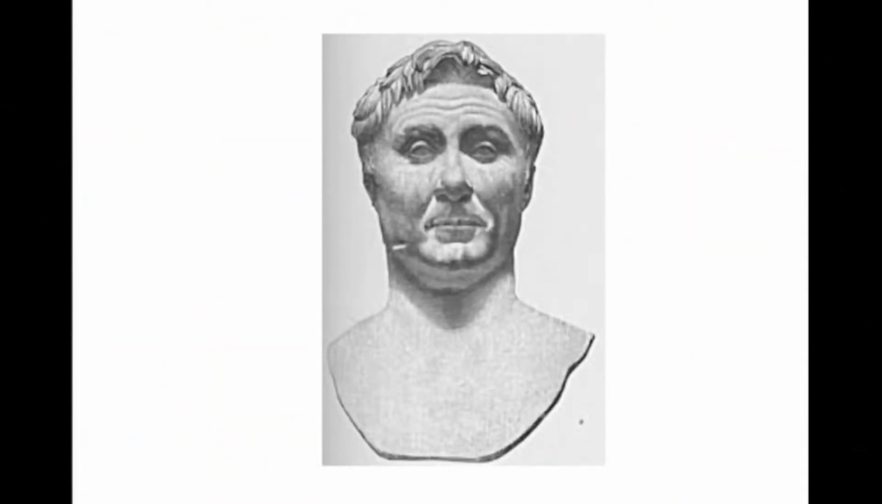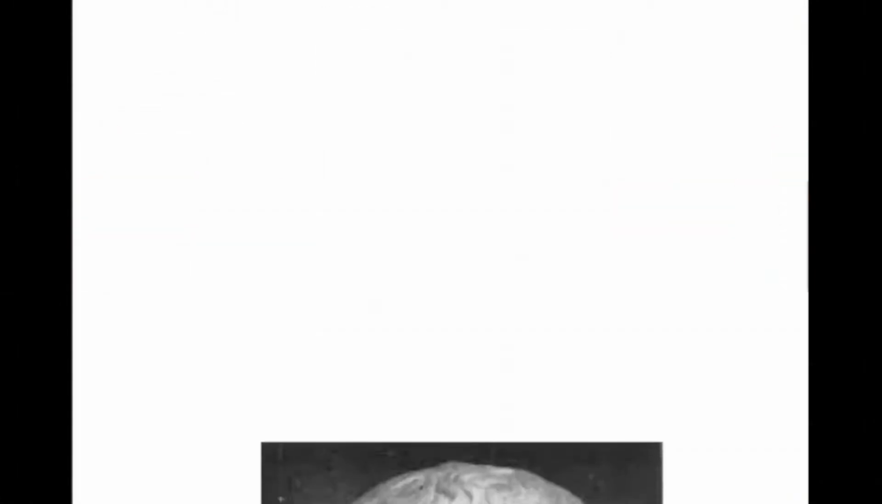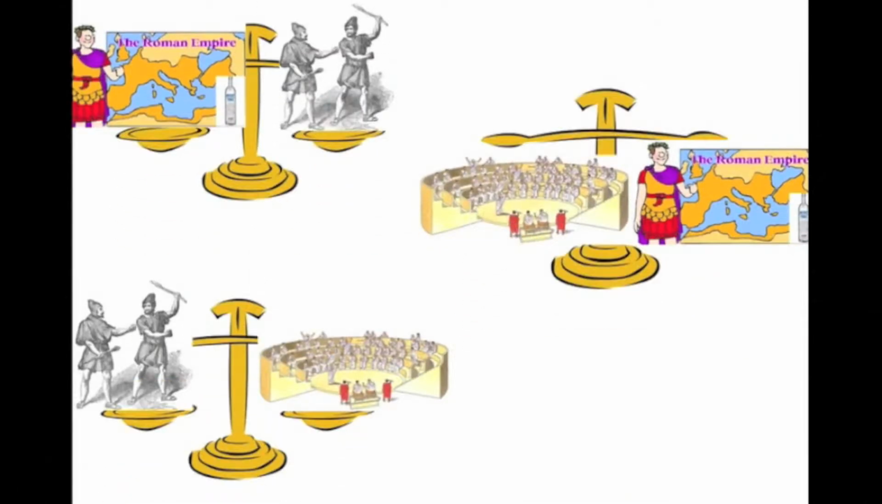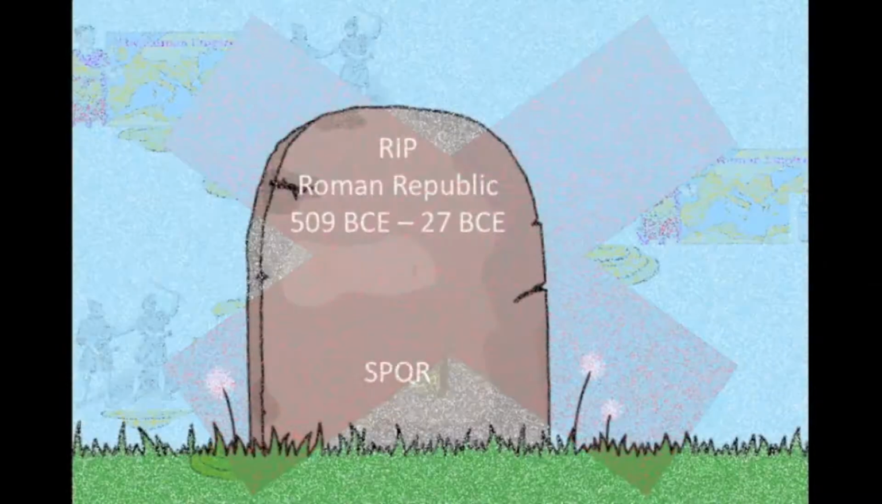Pompey was the last leader of the Roman Republic, because Julius Caesar, a war general at the time, decided to kill Pompey and take the power for himself. This ended the Roman Republic.